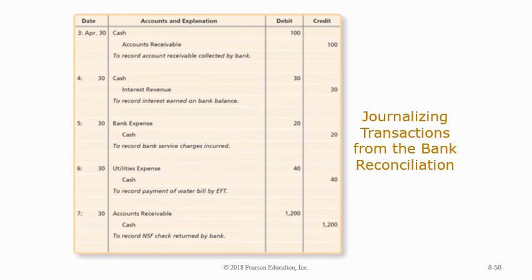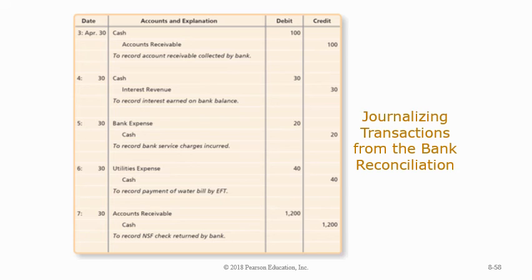So we have our first one here on April 30th. So we had to debit our cash for $100 and credit our accounts receivable for $100. And this is to record the receivable collected by the bank. So we have to record that. And then we have to debit our cash for $30 and credit our interest revenue for $30. This is to record interest that we earned on the bank balance. So we earned $30 in interest. And I misspoke, that first one is we earned $100, not that we paid it.